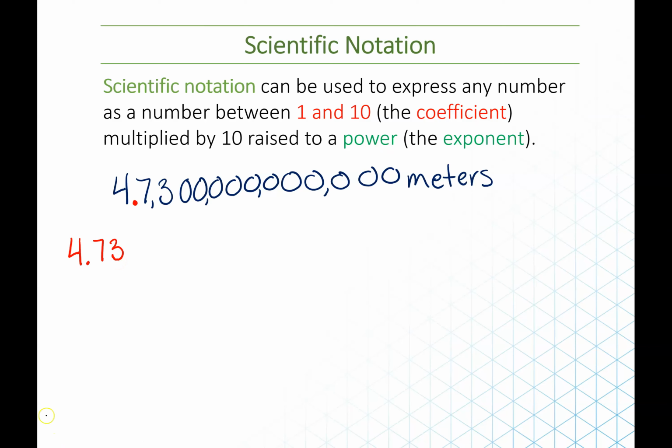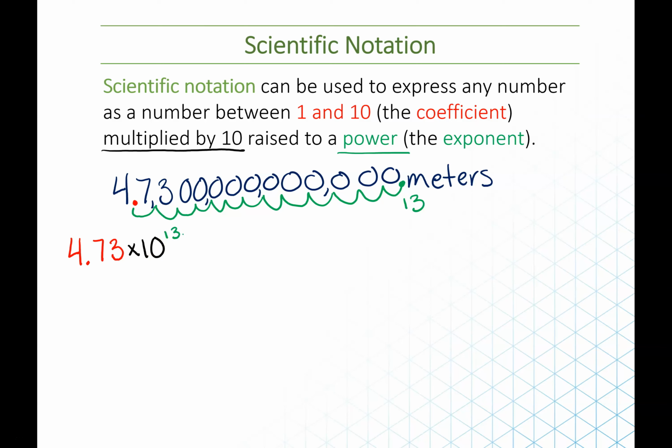Now we have to figure out what our power is. So our scientific notation number has to be multiplied by 10, so we have a coefficient times 10. Now we're going to determine our power. The power is based on how many places you moved the decimal from where it was in the original number, which would have been back here, to where you put it to make your coefficient. So we're going to count 13 places from where the decimal was in the original or the standard notation number to where we put it to make our number between 1 and 10. So we have 4.73 times 10 to the 13th.